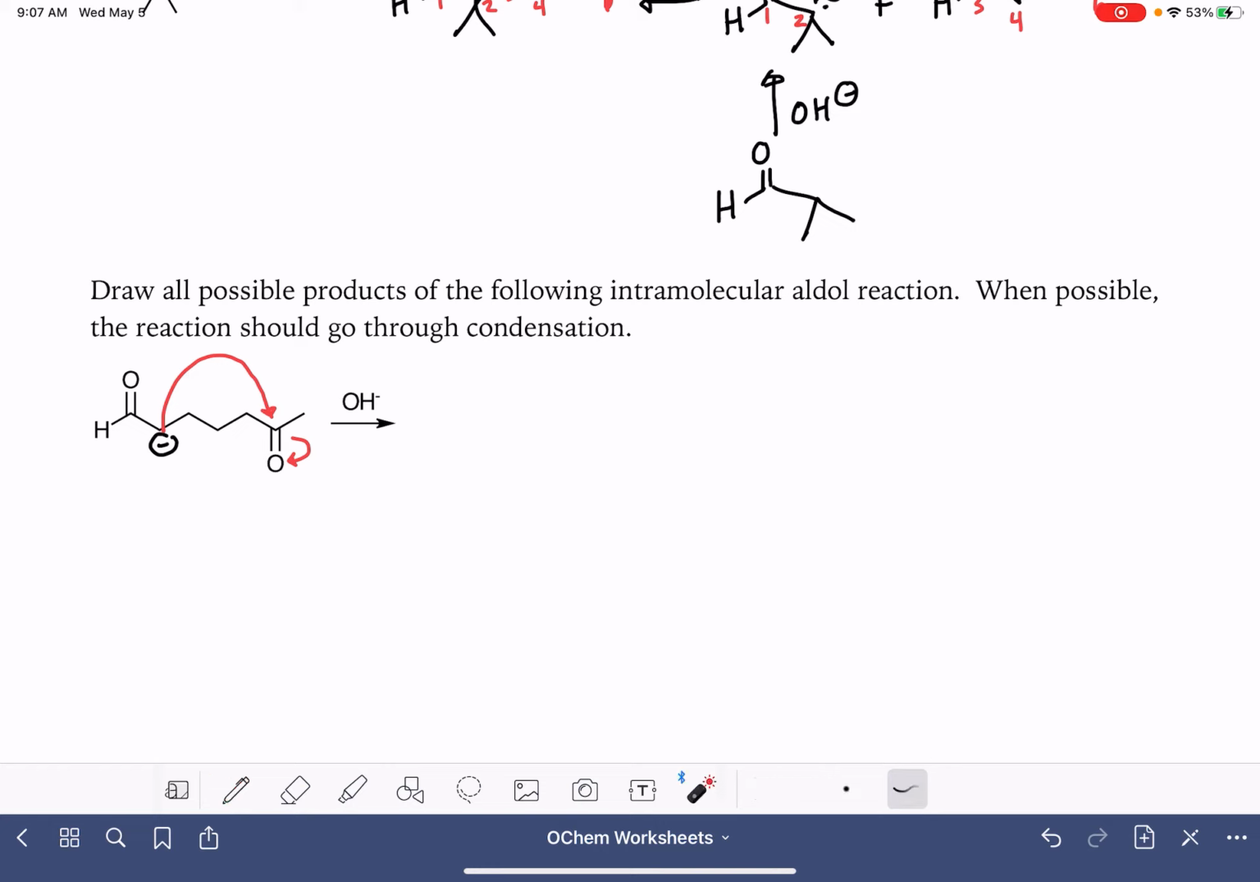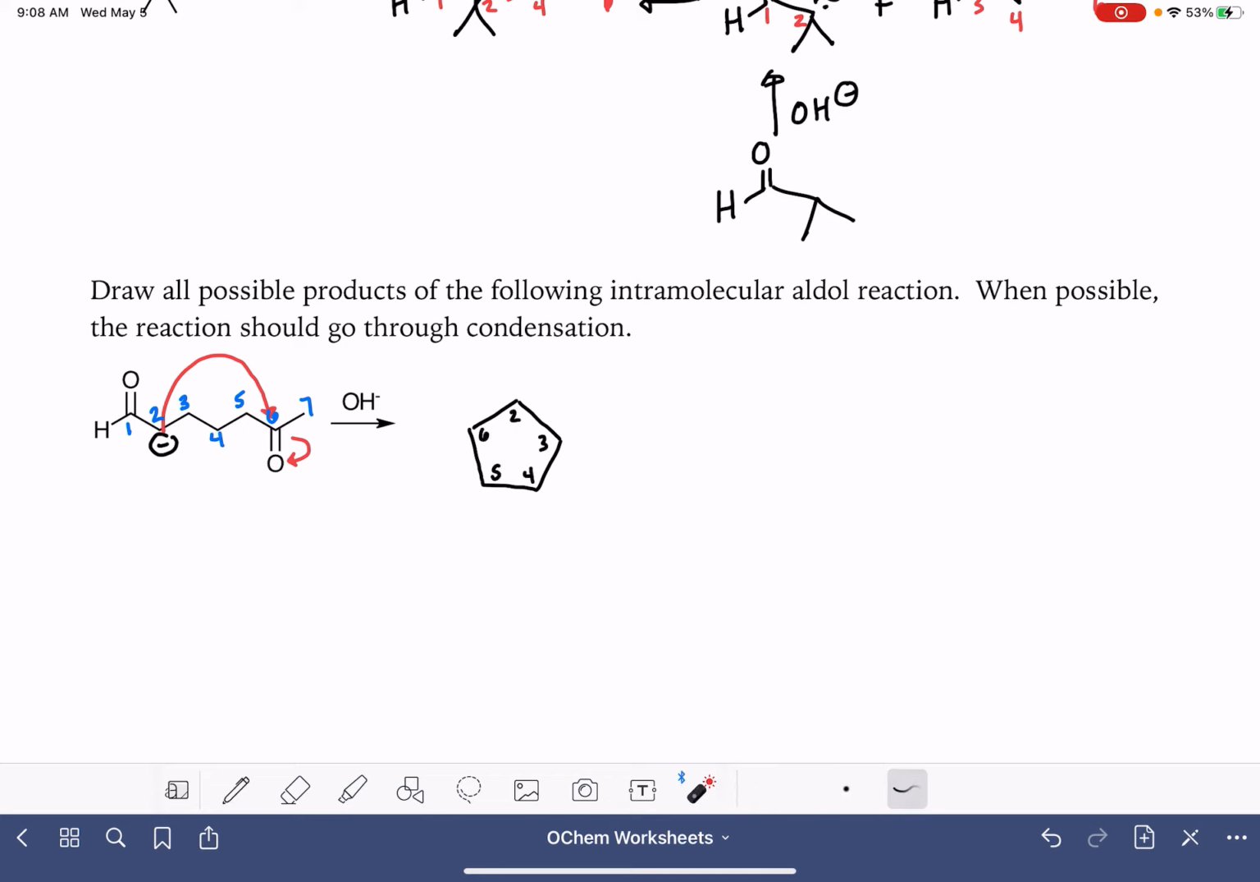Now, in order to draw what this is going to look like over here, I'm definitely going to have to number my carbons. I'm going to number all of them, 1, 2, 3, 4, 5, 6, 7. But the ring is being formed with carbons 2, 3, 4, 5, and 6. That's a 5-membered ring. So I'm going to begin by drawing a 5-membered ring, and I'm going to number 2, 3, 4, 5, 6 on that ring.